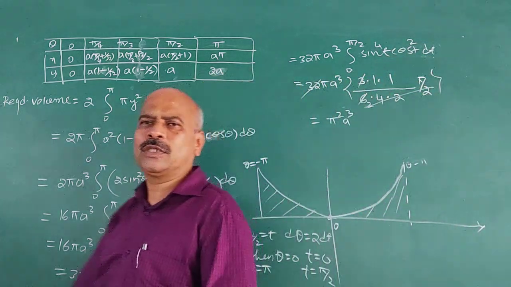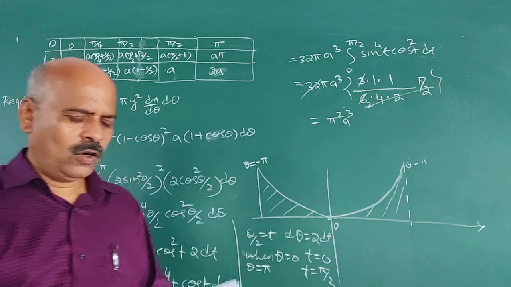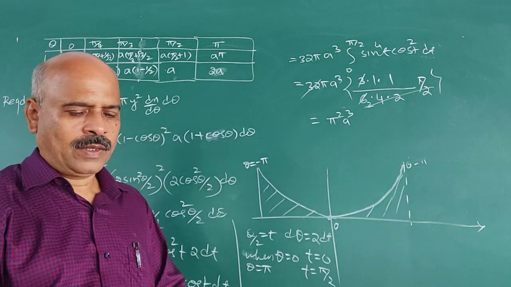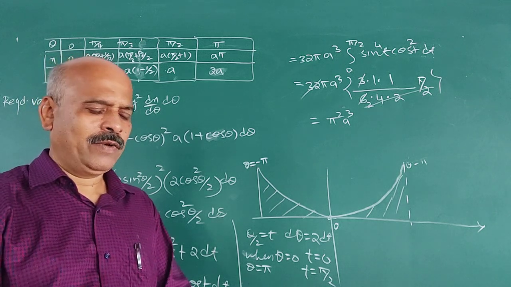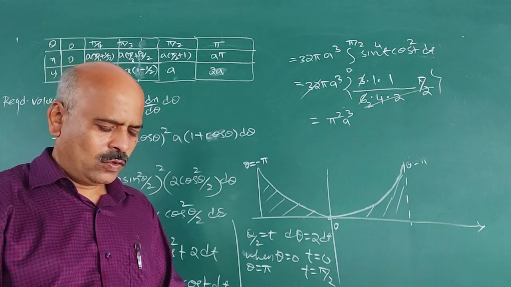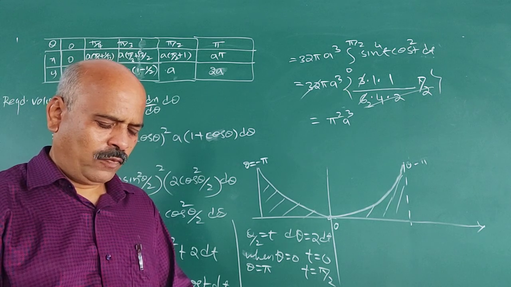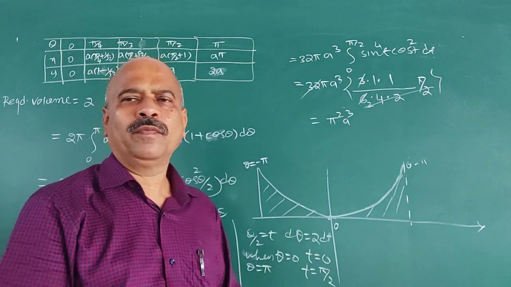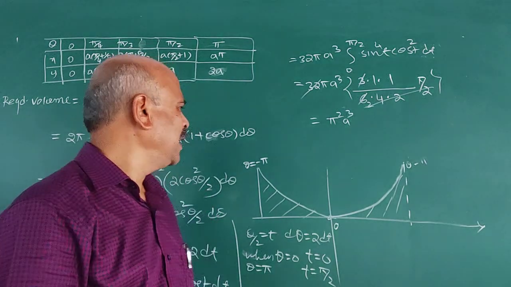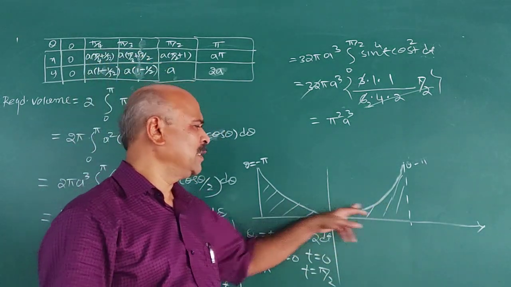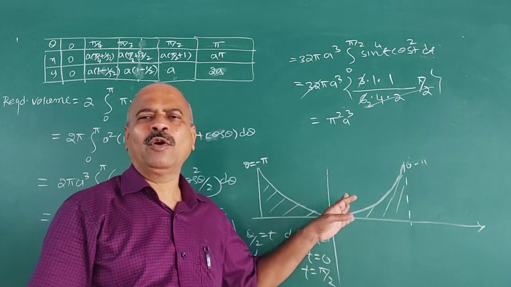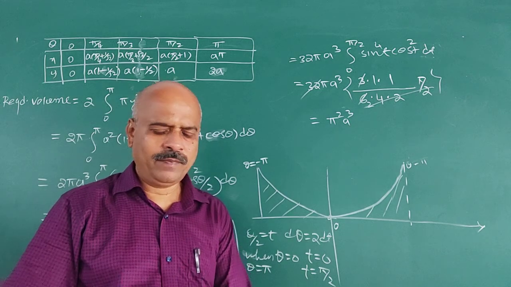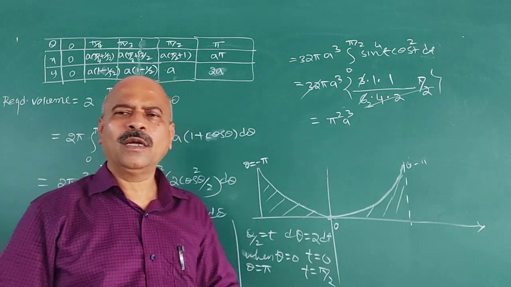See, for the previous two cardioids we obtained a different answer. What is that? 32 by 5 pi square a cube. Let me verify that. Correct? But in this case, the area that is rotated about the x axis gives only pi square a cube as the volume.